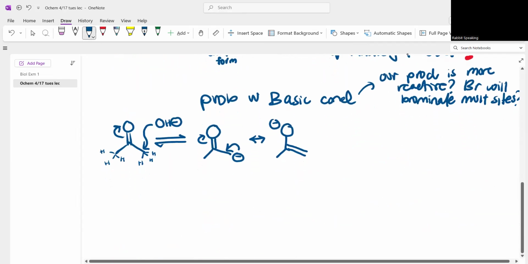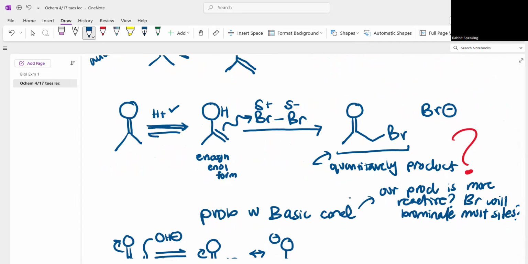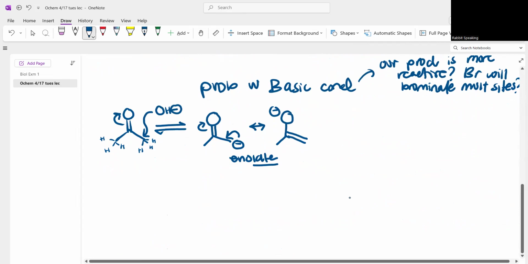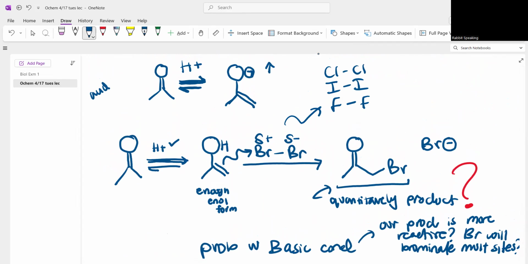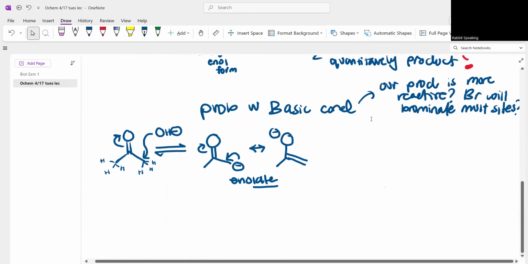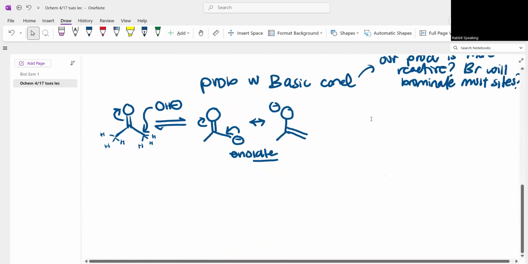So this is us forming an enolate. The minus stands for negative charge. Over here, since we have H, it's an enol. And also note over here, in place of Br, you can do this with other halogens, so I, Br, Cl, that. Still a ketone. Okay.